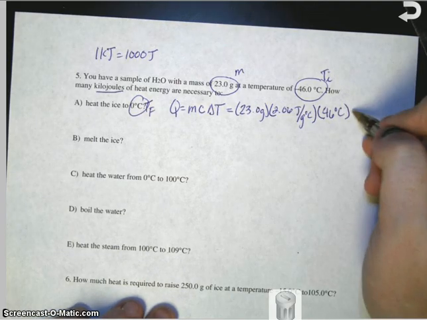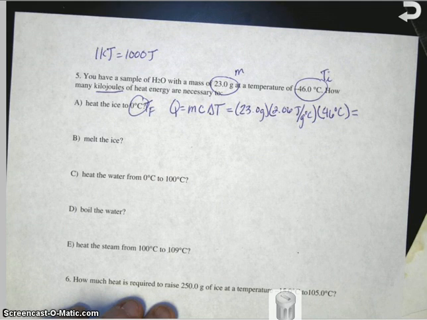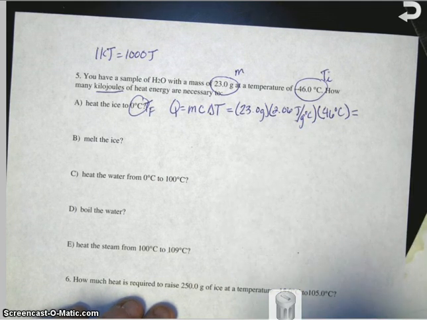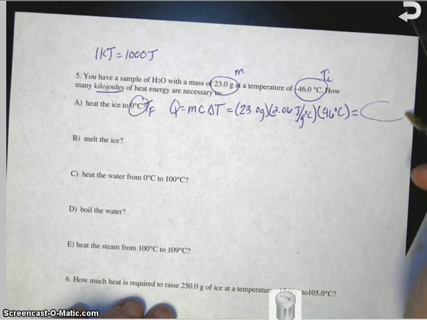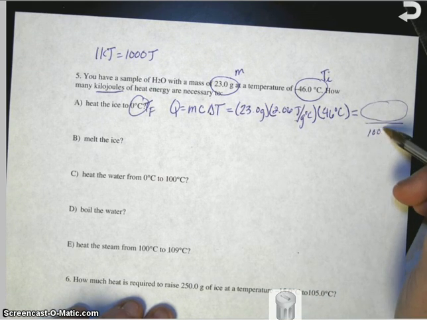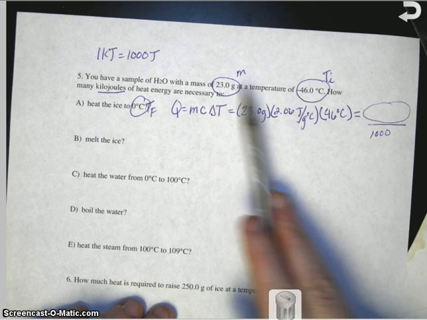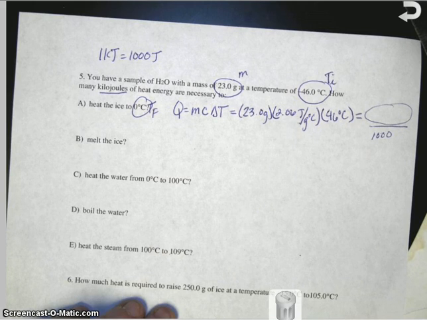I would go through and punch that into my calculator to get my answer. Do note that this is going to be in joules, so whatever I get, in order to convert it into kilojoules, I'm going to take whatever answer I get here and divide it by 1,000. Also take note of significant figures. If you look in the problem, each of these has 3 significant figures. That means my final answer should have 3 significant figures.